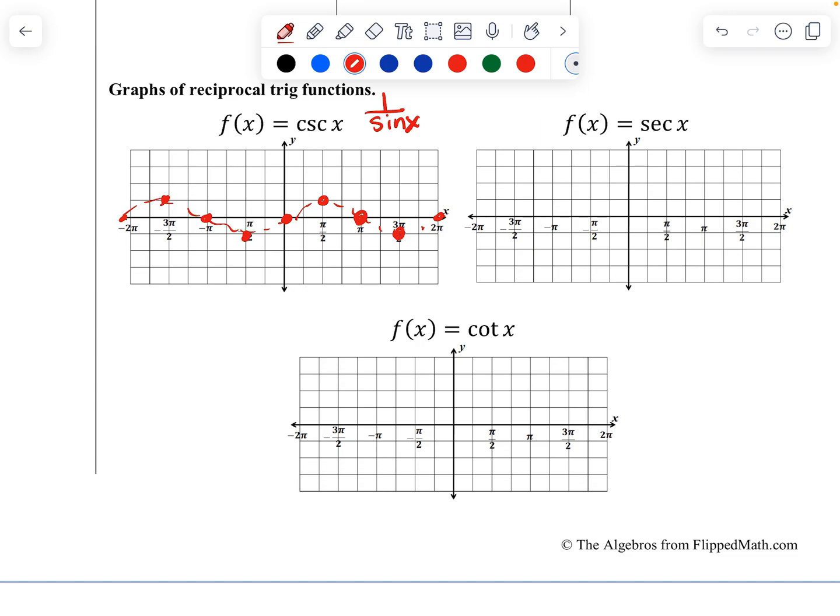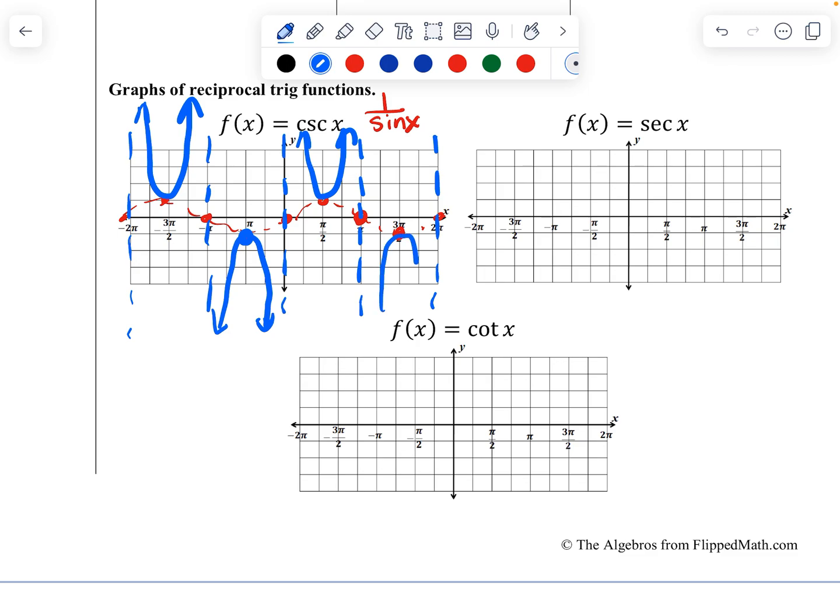We can't divide by 0. So anytime our sine is 0, so right here, anytime it hits that midline, we are going to have asymptotes, right? Because we can't divide by 0. And then what happens is our reciprocal flips it. So it still has that point because 1 over -1 is still -1. And then this would be flipped out like this.